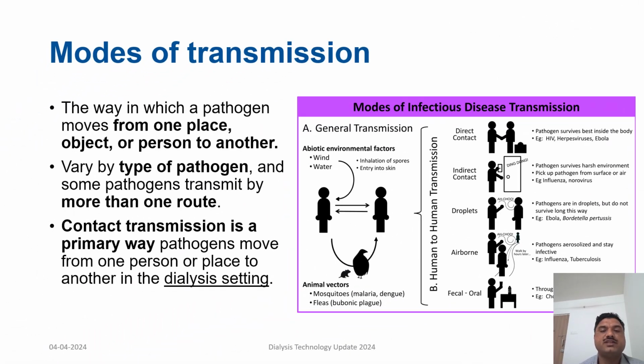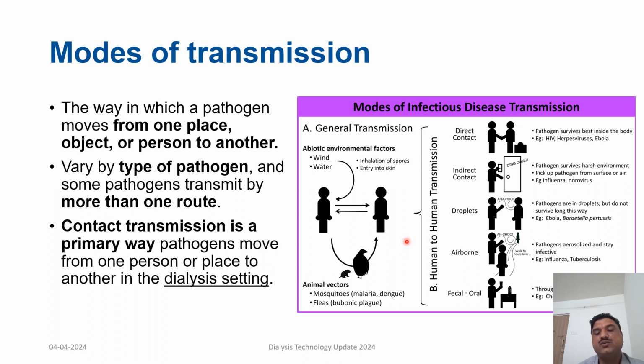Now, modes of transmission. Once exited, the pathogen moves from one place, object, or person to another place, object, or person. Various types of pathogens take various modes of transmission, and they can take more than one route also.